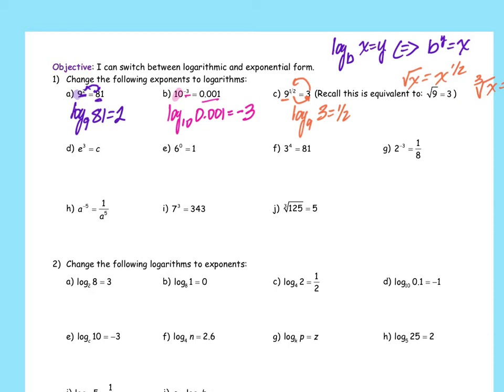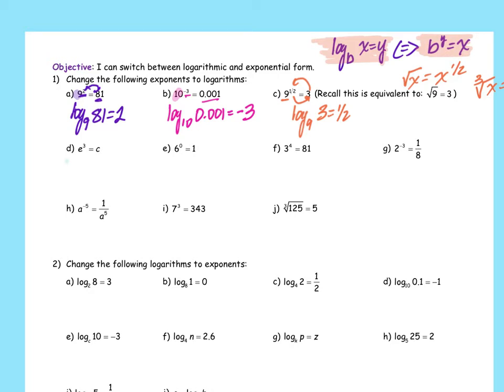Remember, rewriting them. A couple people need this. We're rewriting to this form from exponential form, so from exponential form to logarithmic form. And because it is logarithmic form, it has to have the word log in there. That's how we know it's the logarithmic form, okay? So it has to have the word log in there.